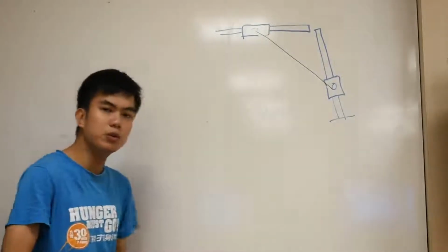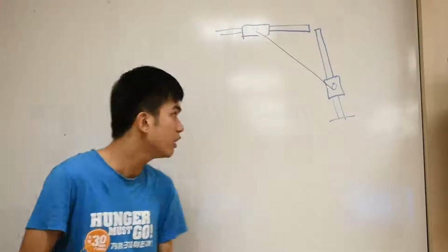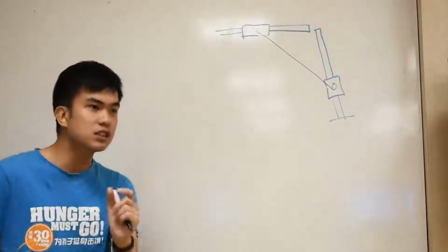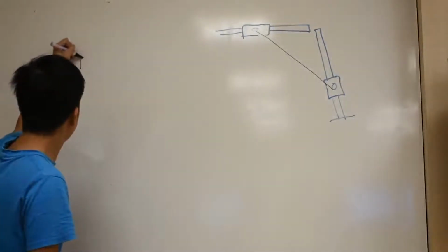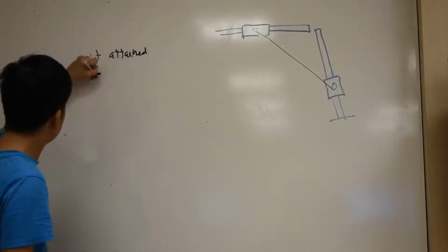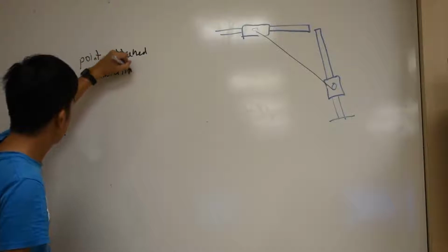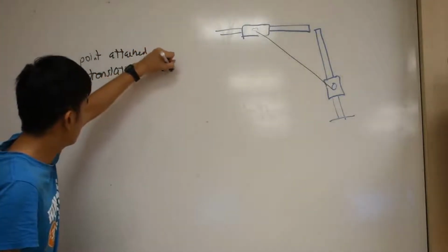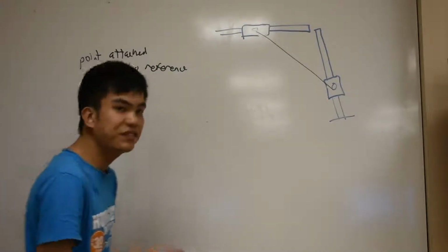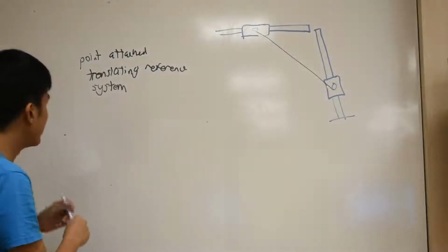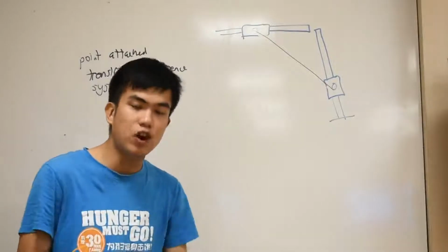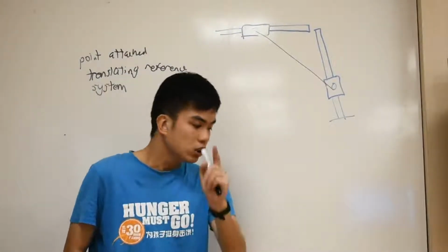So before we attempt any question in tutorial 5, there's a few things you need to take note of. First of all, for this tutorial we are focusing on one main concept called the point attached translating reference system. As I have always emphasized in my previous class, a point attached translating reference system is one in which our reference frame is set in the perspective of a point rather than a rigid body. So what I mean is this, okay?